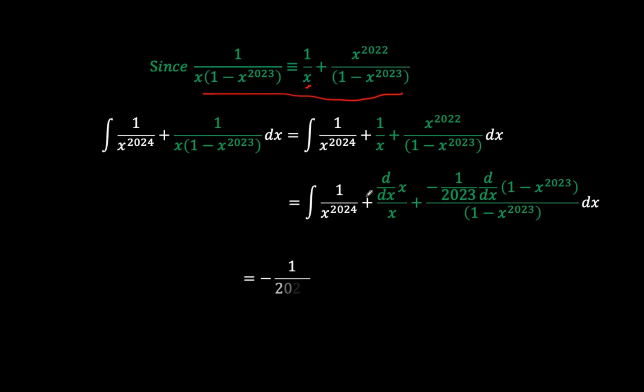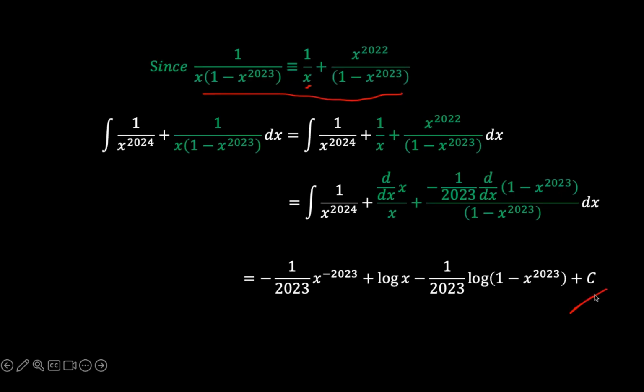So here, this is a very trivial integral. We have negative 1 over 2023, x to the power negative 2023 plus natural logarithm of x from integrating this, minus 1 over 2023 times the natural logarithm of 1 minus x to the power 2023 plus the integration constant. And this is the answer that was provided.